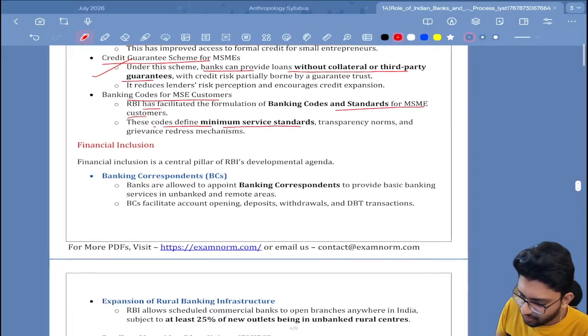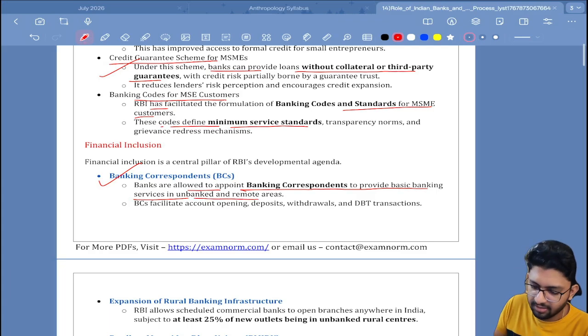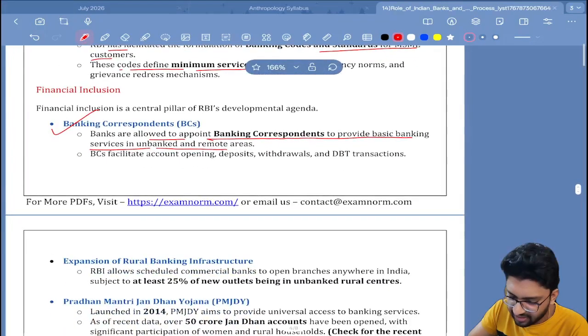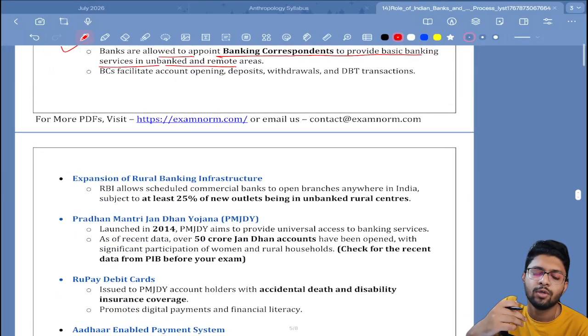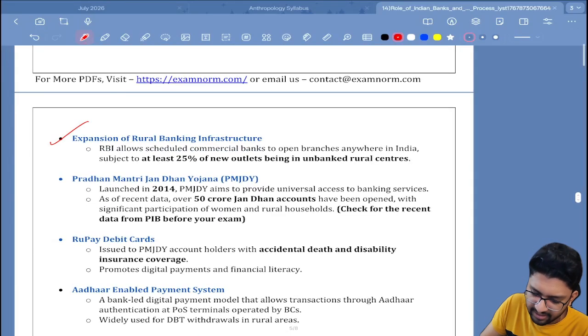Financial inclusion. Banking correspondents. Banks are allowed to appoint banking correspondents to provide basic banking services in unbanked and remote areas. Banking correspondents facilitate account opening. These are the people who go to rural districts and towns, and then they try to educate people. They help them in opening a bank account or making a deposit in the respective banks. Expansion of rural banking infrastructure.